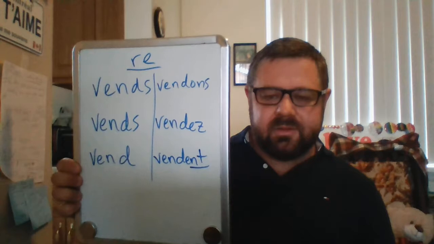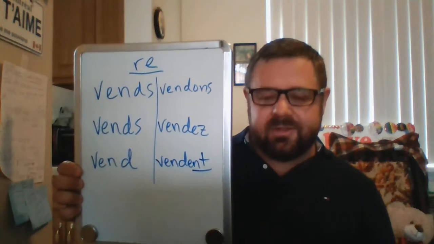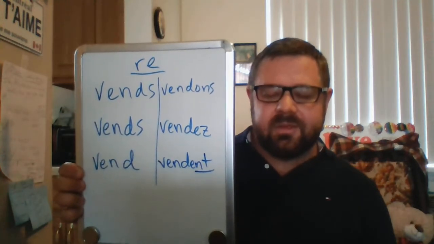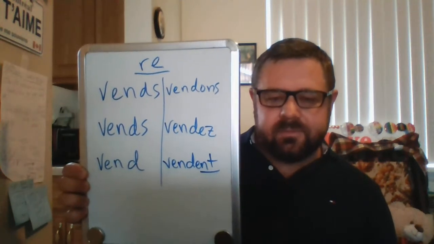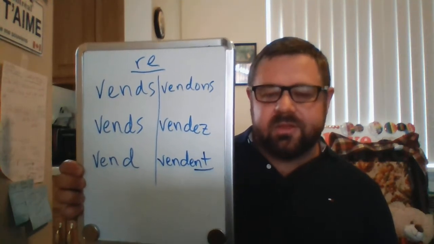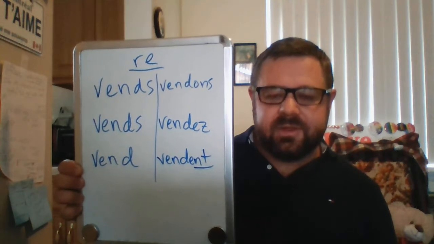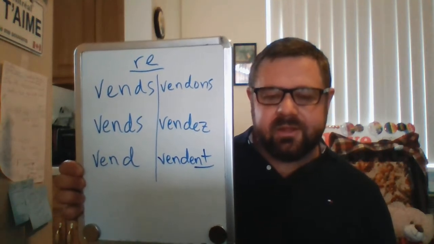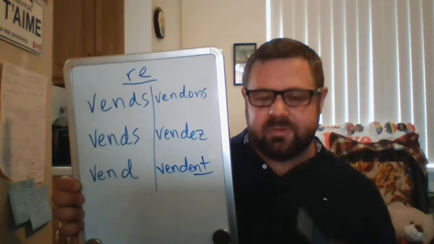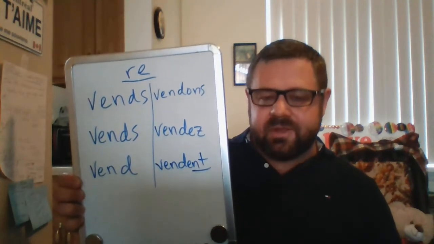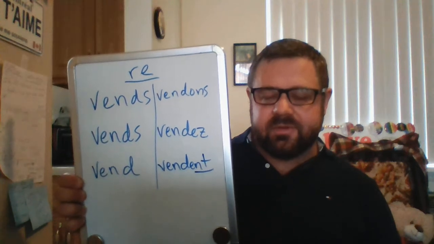Je vends. Répétez. Je vends. Tu vends. Il vend. Elle vend. Nous vendons. Once again, we sell. Nous vendons. Vous vendez. Ils vendent. Elles vendent. So if you want to say like, what are you selling, or what does somebody sell? Qu'est-ce que vous vendez? Qu'est-ce que vous vendez? Qu'est-ce que, again, is like saying what. It's a fancy way of saying like, what is it that?